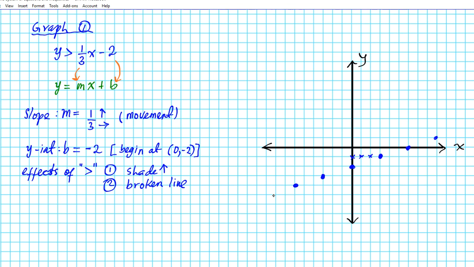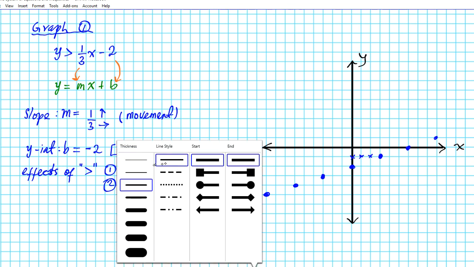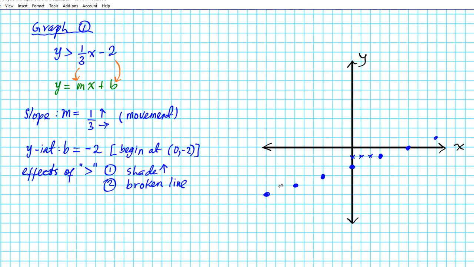Okay, when we are drawing the line, we want to make sure that the line is broken. So let's go ahead and graph the line. It's going to be a broken line. Let's not make it too thick now. Alright, let's draw the line. This is a solid line. We need a broken line.